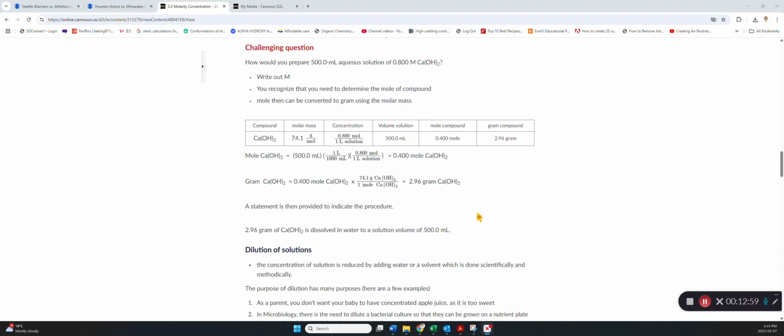Then to provide the statement, we're going to say the 2.96 grams of calcium hydroxide is measured and then dissolved in water to make a solution volume of 500 mils. Not 500 mils of water, but a solution volume that involves having the solute and the solvent together, totaling 500 mils.